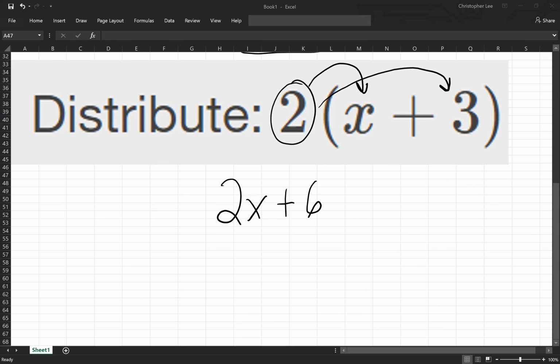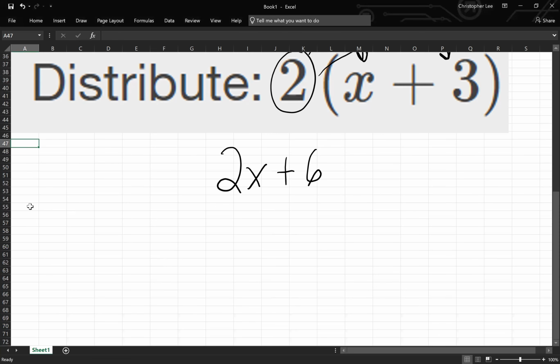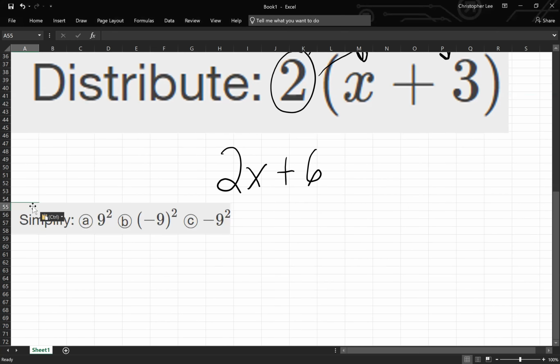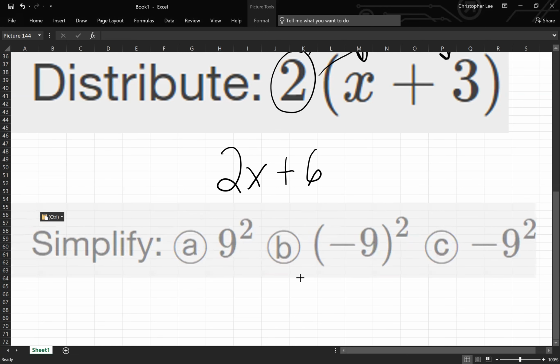Ooh, I like this example right here. Oh, whoops. That's not what I meant to do. Sorry about that. Let me try that again. This is a nice example right here.